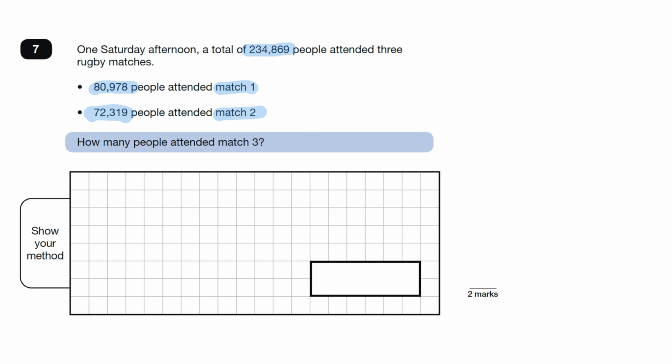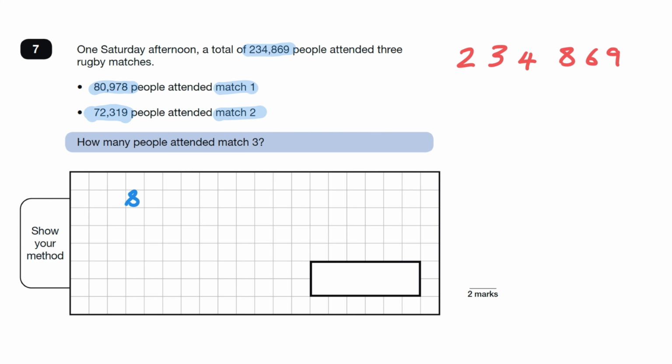So we've got 234,869. I'm just doing this over here just to create a little bit of space. And that's the number that we're going to subtract from. So from first of all, we need to add 80,000 and 72,000 together. So let's do that over here.